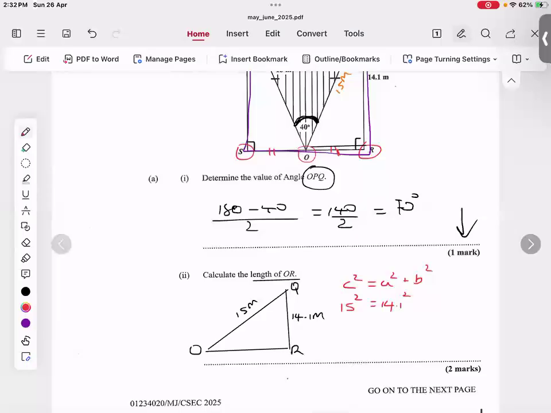So 15 squared is equal to 14.1 squared plus OR squared. Yeah. All right, what is 15 squared?